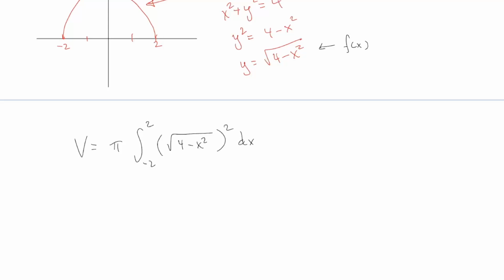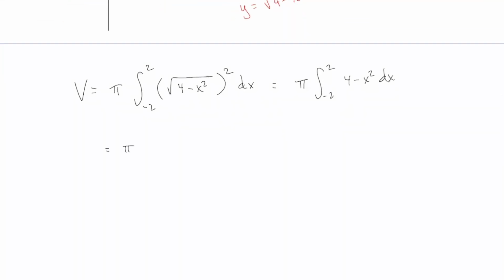Yeah? Would you cancel the radical? Yeah, right. The square root sign just gets canceled by the squaring because those are inverse operations to one another. So this is just pi, integral from -2 to 2 of 4 minus x squared. And that is an easy thing to do the integral of. This is just a polynomial. So we get pi, and then the integral is 4x minus 1/3 x cubed. And I have to plug in -2 and 2. All right, that's the integral.